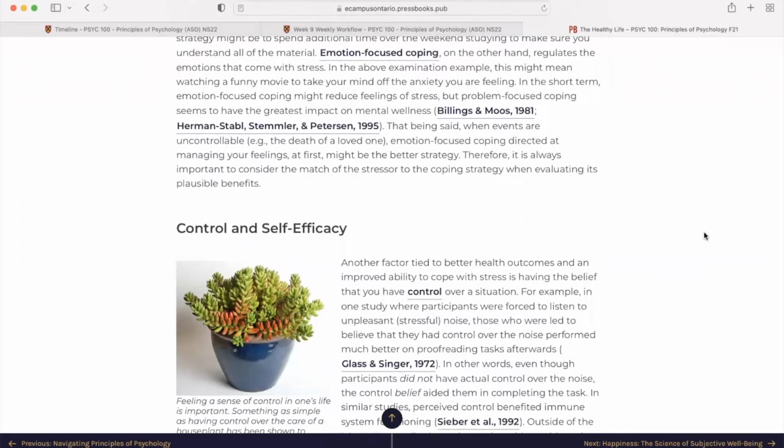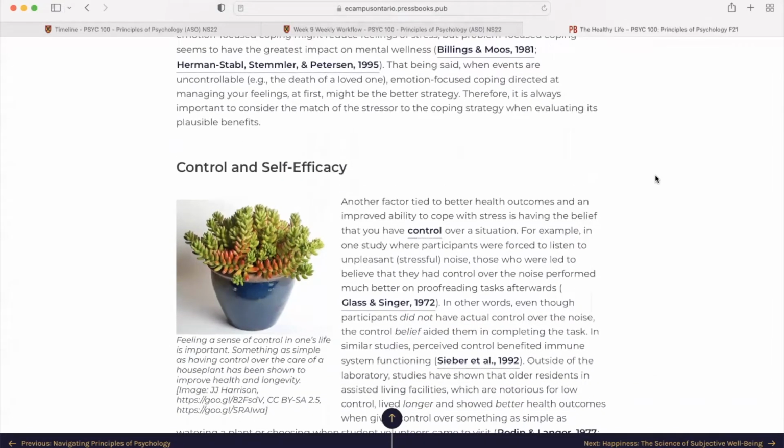In the above examination example, this might mean watching a funny movie to take your mind off the anxiety you are feeling. In the short term, emotion-focused coping might reduce feelings of stress, but problem-focused coping seems to have the greatest impact on mental wellness. That being said, when events are uncontrollable, for example, the death of a loved one, emotion-focused coping directed at managing your feelings at first might be the better strategy. Therefore, it is always important to consider the match of the stressor to the coping strategy when evaluating its plausible benefits.